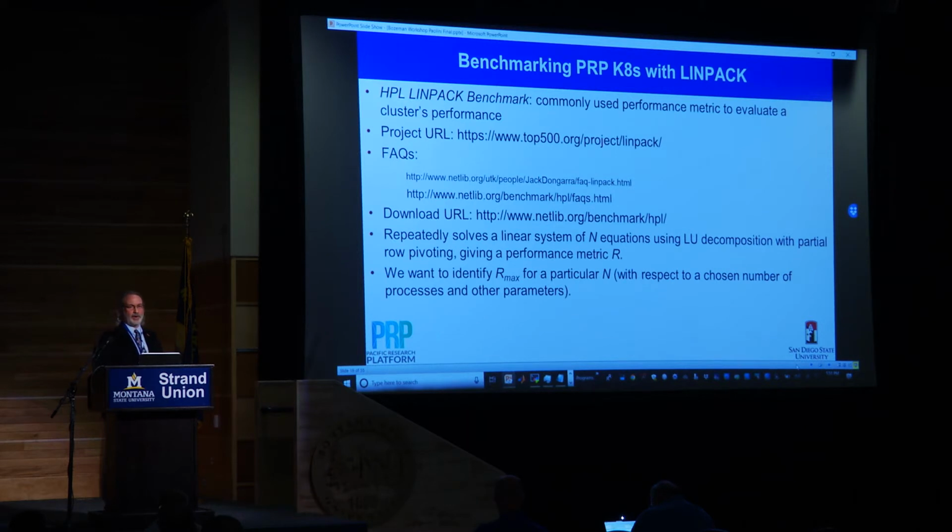You're going to save your pivoting operations in a permutation matrix P. And what you want to do is identify Rmax, that is the best floating point rate for a particular system dimension n. So we want to find Rmax for a particular n, where we also vary some other attributes like the grid assignment, which I'll show you.